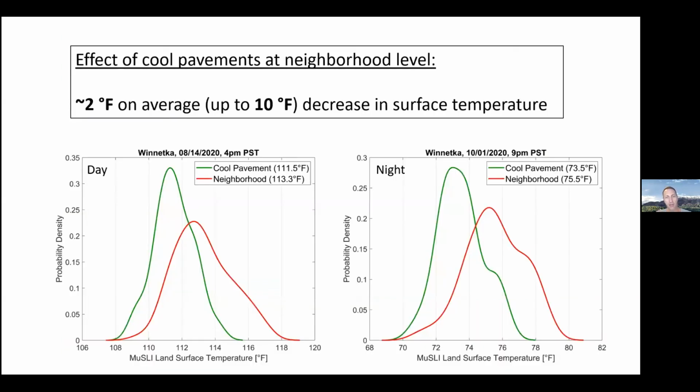And so this is the final result here. When you look at the temperature distribution in green of the neighborhood within the cool pavements, and then contrast that with the rest of the neighborhood in red, you can see there's an average of about a 2-degree cooling of the neighborhood with the cool pavements applied. And we see that both in the daytime on the left and also the nighttime on the right. And this result was presented yesterday to California legislators in Sacramento in an effort to advocate for more expansive funding and painting of neighborhoods in both LA and also other cities in California.